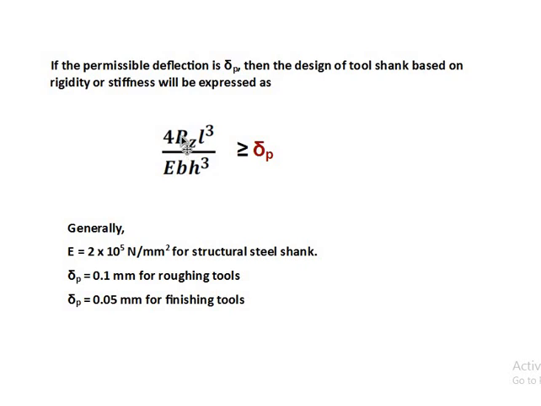Here P is the vertical load, L is the overhang length, and E is the Young's modulus. Normally structural steel is used as the shank material, so Young's modulus will be 2 into 10 power 5 Newton per mm square. B and H are the tool shank dimensions. Normally delta P is equal to 0.1 mm for roughing tools and 0.05 mm for finishing tools.